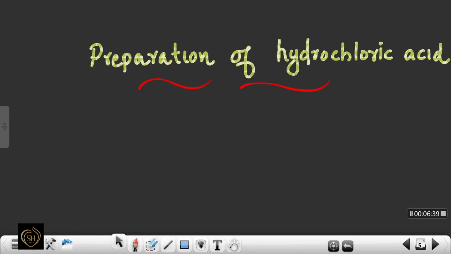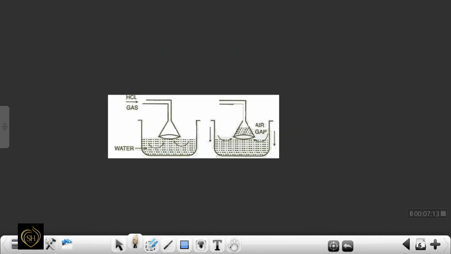Next we have to discuss the laboratory method of preparation of hydrochloric acid. The aqueous solution of hydrogen chloride gas is known as hydrochloric acid. It is prepared by dissolving hydrogen chloride gas in water. The preparation of hydrochloric acid involves a funnel arrangement. This is the apparatus setup of the funnel arrangement.